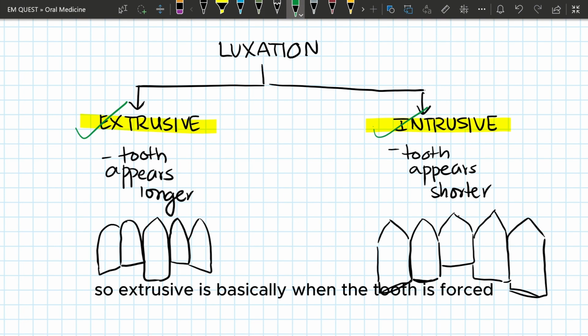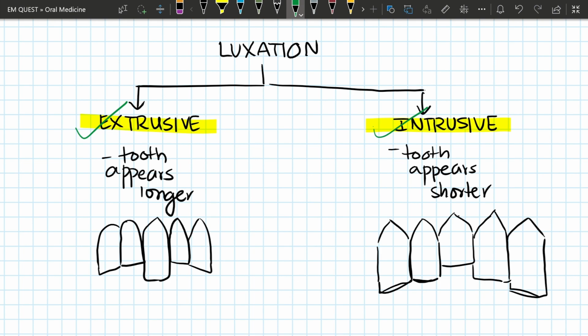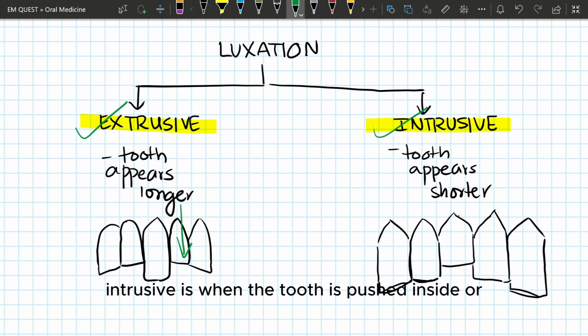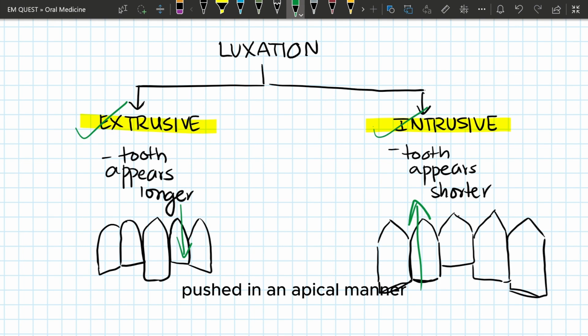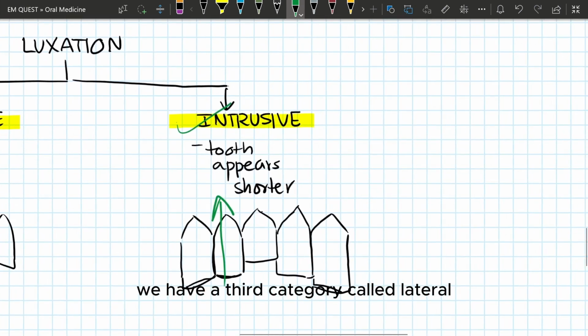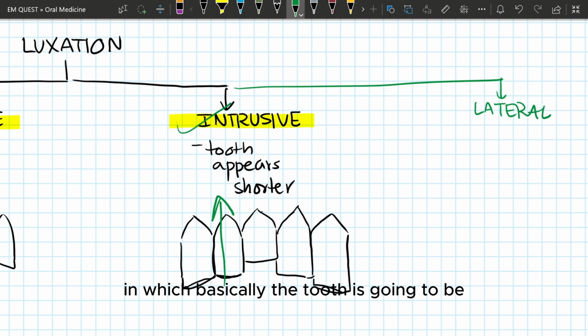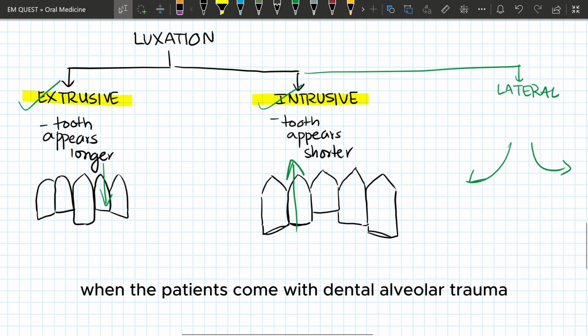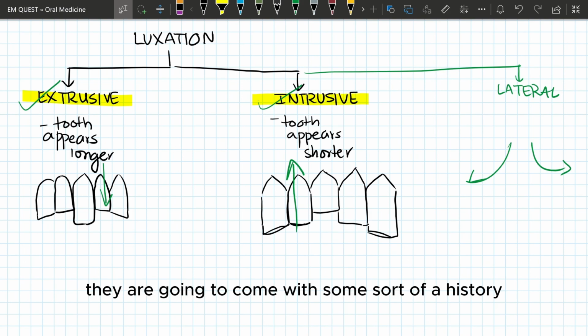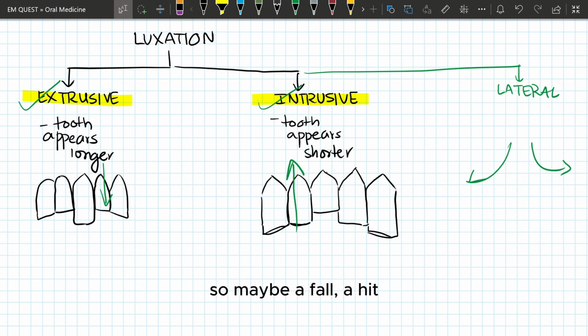So extrusive is basically when the tooth is forced out of the socket, so it appears longer, and it is out in an axial direction. Intrusive is when the tooth is pushed inside or pushed in an apical manner. So here the tooth is going to appear shorter. We have a third category called lateral, in which basically the tooth is going to be side to side. When patients come with dentoalveolar trauma, they are going to come with some sort of history, so maybe a fall, a hit.